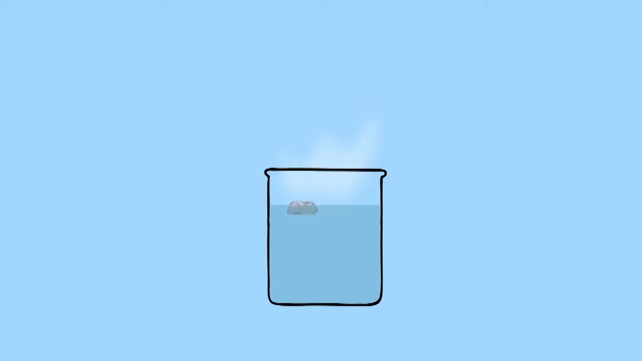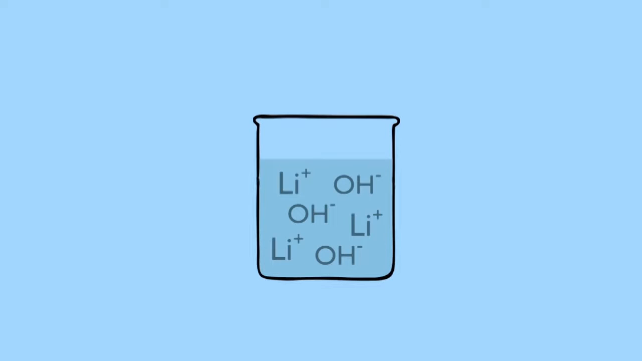Notice how the metal floats on the surface and fizzes quite gently until it disappears from sight. Don't think it has just vanished though, atoms don't disappear. It has formed Li+ and OH- ions, which are dissolved in the solution, making that solution basic. This can be checked with universal indicator paper.